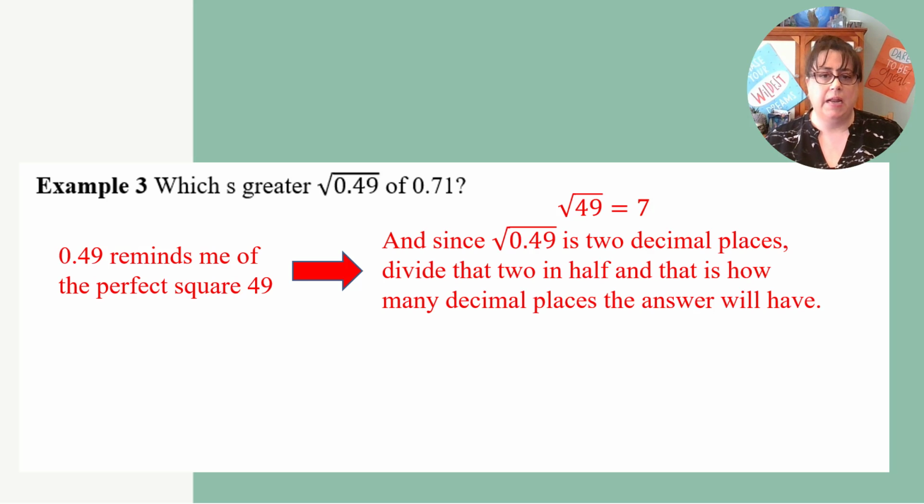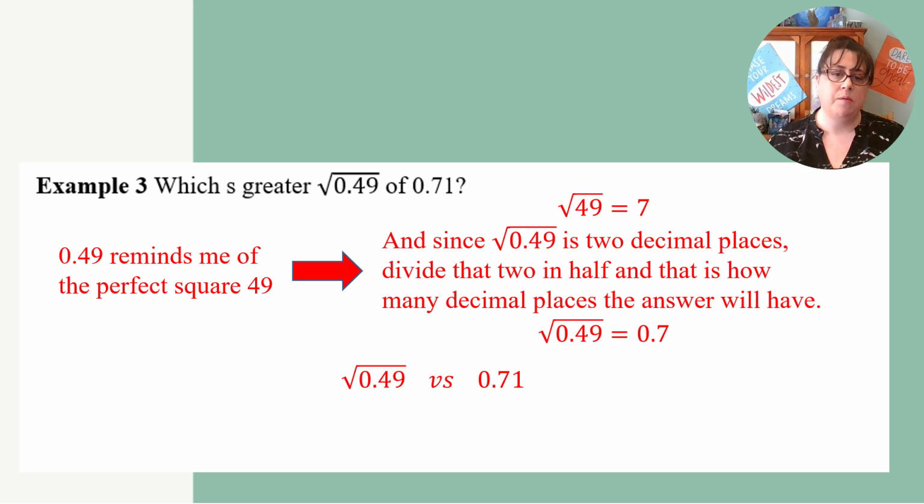Since 49 hundredths has 2 decimal places, I can divide that in half, and from there, I can actually tell how many decimal places my answer is going to have. I know that then the square root of 49 hundredths is 0.7. And I can actually multiply that out and double check it and make sure I'm okay. So now I can compare the square root of 49 hundredths versus 0.71 or 71 hundredths. So the square root of 49 hundredths is 0.7, and some of you might be able to right here do your comparison. Some of you may not be able to.